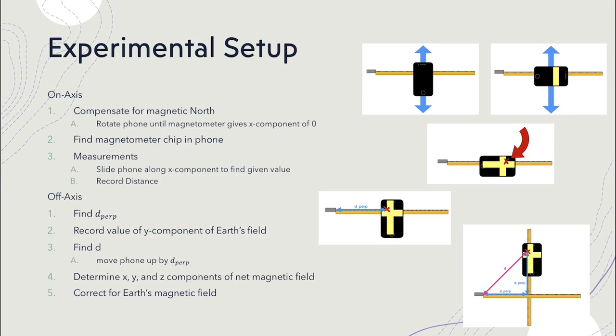Once we finished this, we could move on to step 2, which was the off-axis setup. First, we found d perp. Then we recorded the y component of the Earth's field. Then we found d by moving the phone up and down by d perp. And the fourth step was to determine the x, y, and z components of the net magnetic field. And the final step of the off-axis part was to correct for Earth's magnetic field.